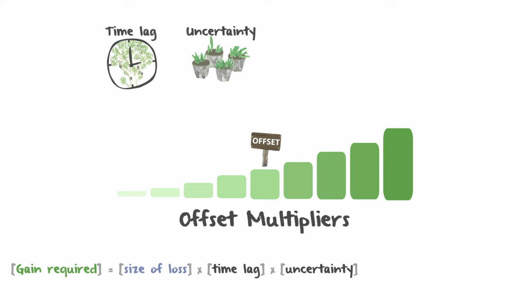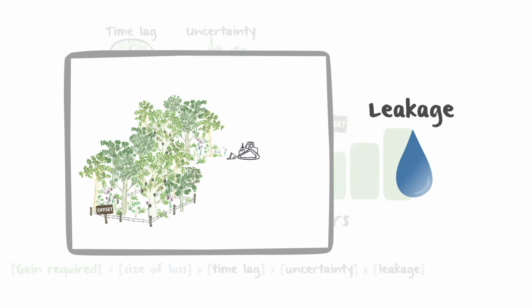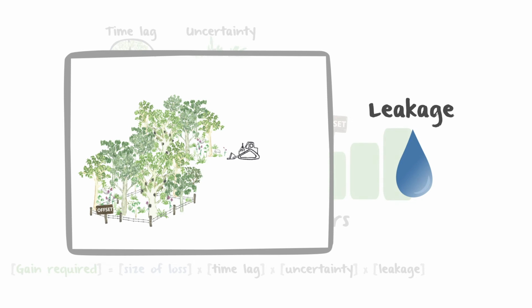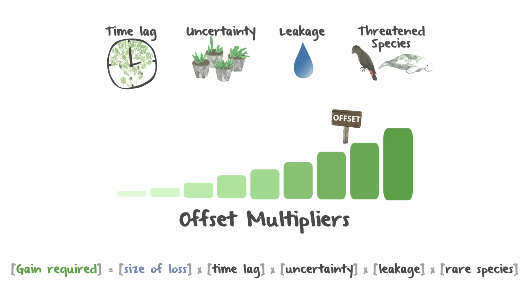One example is that they can be used to account for leakage. That's the risk that, although an offset might stop illegal clearing of forest in the location of the offset, for example, that avoided illegal clearing might simply be displaced and occur elsewhere, thereby reducing the gain that the offset delivers, as the total amount of illegal clearing remains unaffected. Multipliers can also be used to place a premium on offset requirements for especially rare and threatened species.